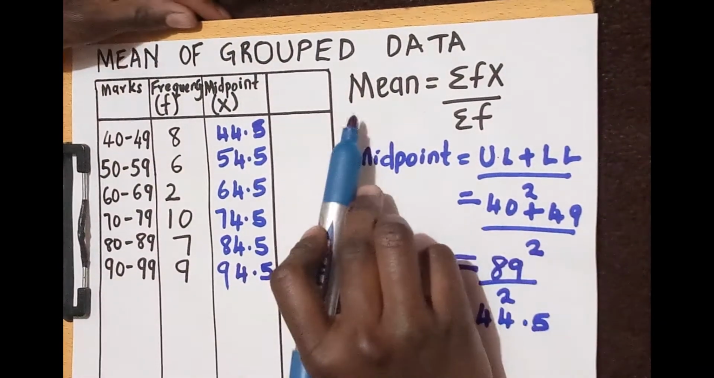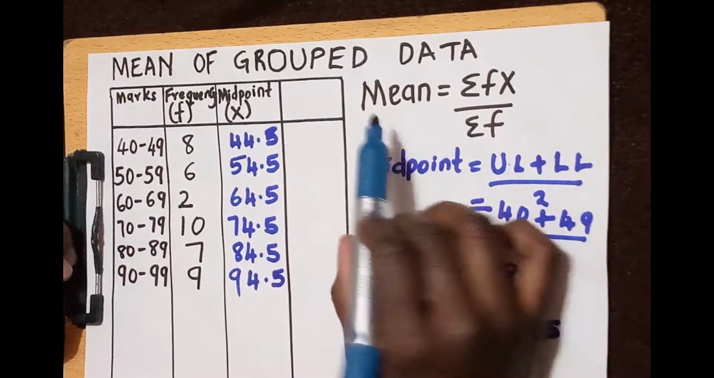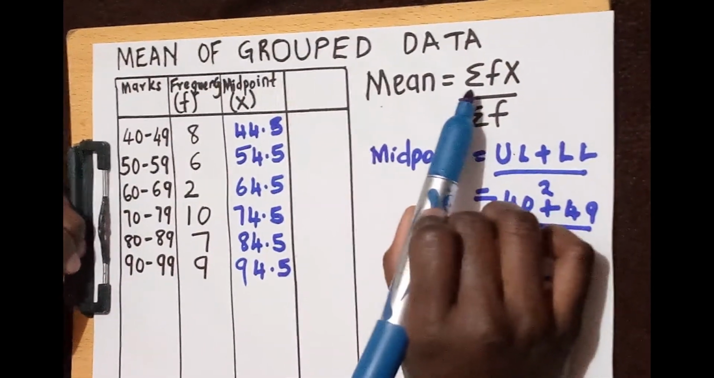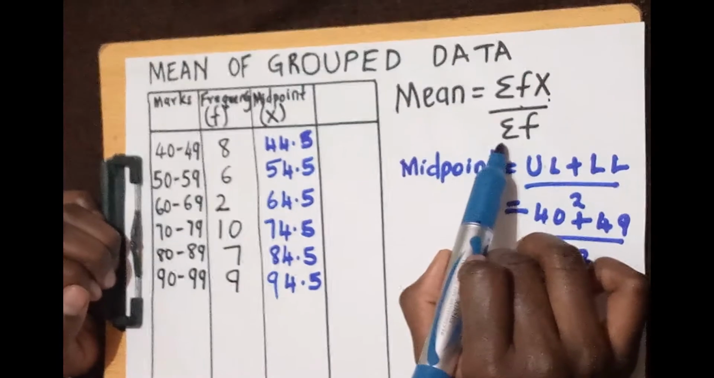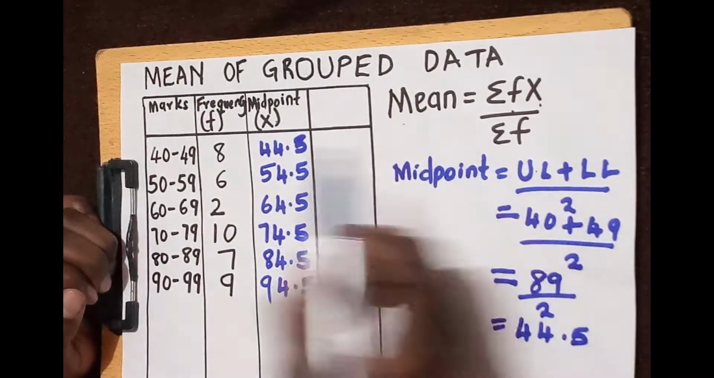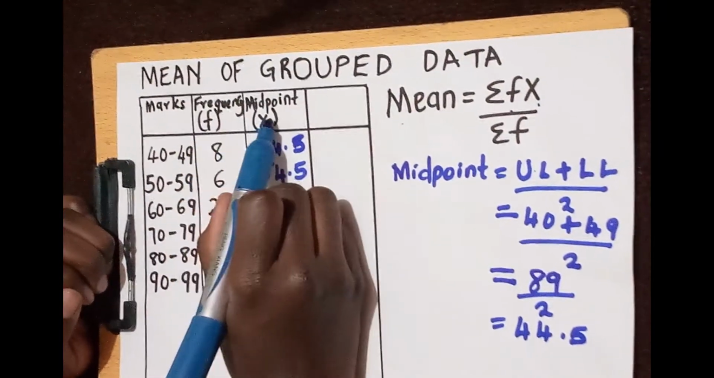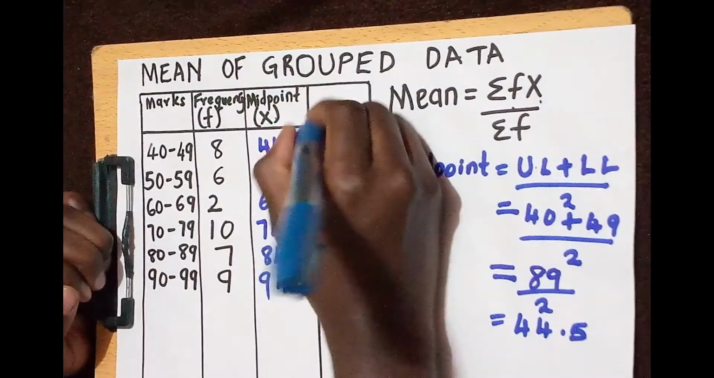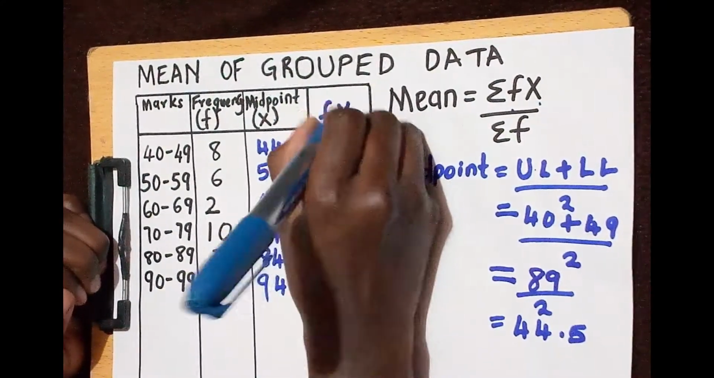So this is the formula of our mean. Some of you might be wondering, why are we getting the midpoint? So the mean is equivalent to summation of fx divided by the summation of f. Our x is the midpoint here. So we need to multiply frequency by midpoint. So in this column, we're going to label it as fx.